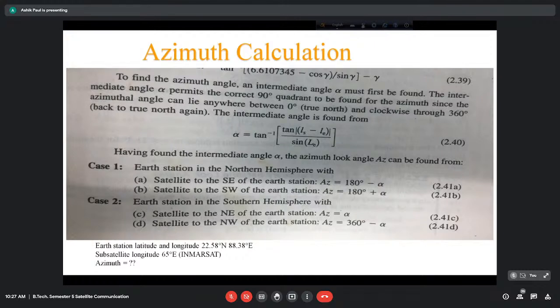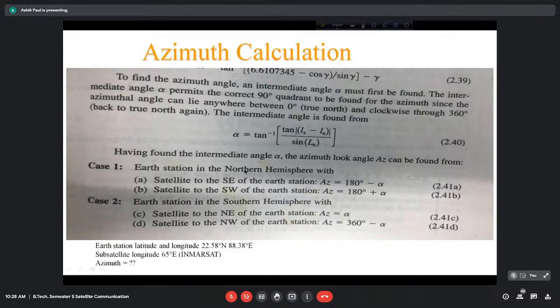Now, the calculation for azimuth is a little more involved, and there you actually have to calculate an intermediate angle before you can find the value of azimuth for that satellite. Depending on the value of that intermediate angle, you have to consider whether your Earth station is in the northern or southern hemisphere. If in the northern hemisphere, then the satellite could be either southeast or southwest of your station. This value of alpha, the intermediate angle, contains the contribution from the west longitude of the subsatellite point, the west longitude of the Earth station and the north latitude of the Earth station. From these values, you get a value of alpha.